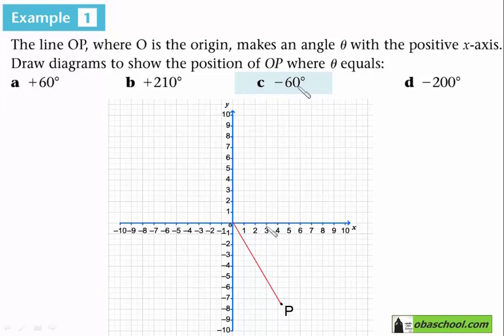This is the meaning of a negative angle. When we say a negative angle, we mean that the direction of the angle starts from the positive x-axis and moves downward in an anti-clockwise manner.